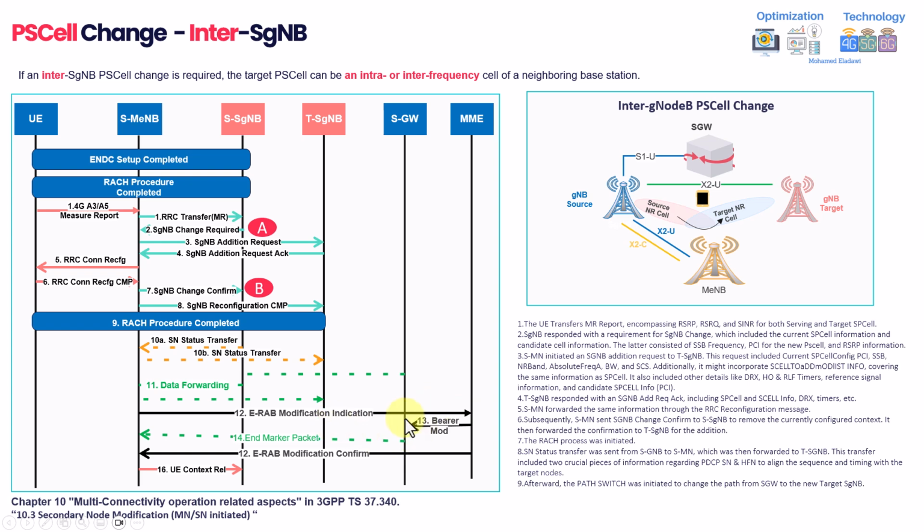Once this is done, the MME will notify the serving gateway with a bearer modification. It would like to change the bearer from the old serving one to the new target one, in order for the data forwarding to be done directly from the serving gateway to the target one.